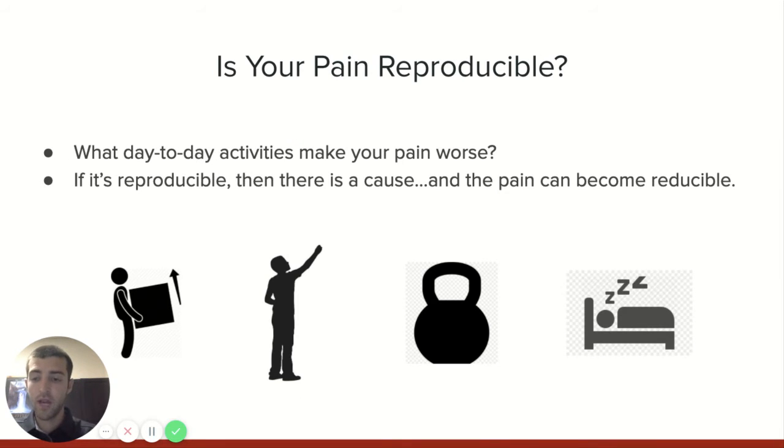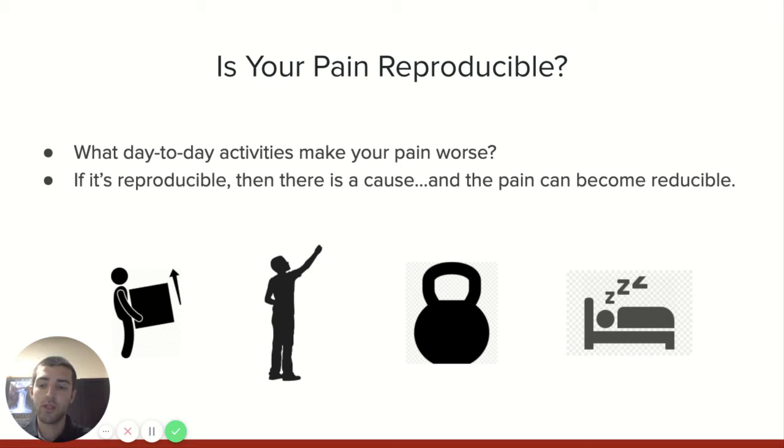So when you're having pain, the biggest thing you want to understand is if your pain is reproducible. Think about what day-to-day activities make your pain worse or bring on your pain. Things like carrying objects, lifting weights off the floor, reaching overhead into a cabinet, or reaching behind your back to put on clothes, or even sleeping if you're having pain while you sleep. And the biggest thing to know is that if your pain is reproducible, there's a cause to your pain, and the pain can then become reducible.